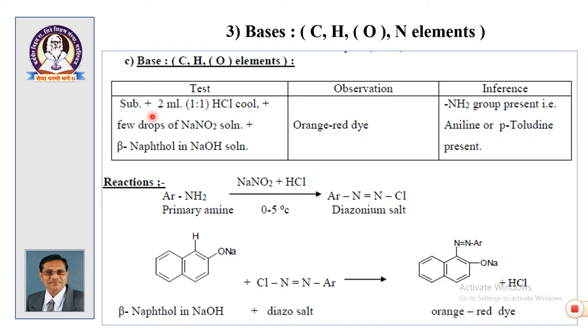So, what is the test? Substance plus 2 ml 1:1 HCl plus NaNO2 solution, pour into beta-naphthol in NaOH. Remember well that you have to pour the drops of the first test tube into the second test tube containing beta-naphthol in NaOH. So, we get an orange red dye. It indicates the presence of an NH2 group. If it is liquid, then it is aniline, if it is solid, then it is paratoluidine.